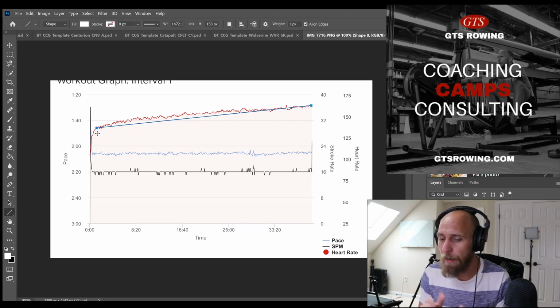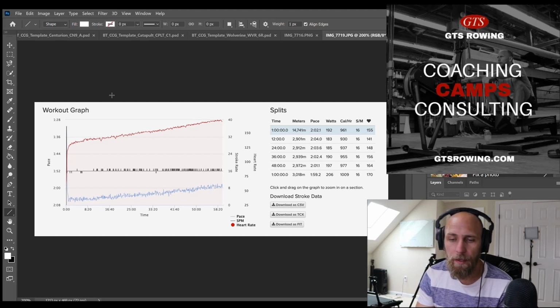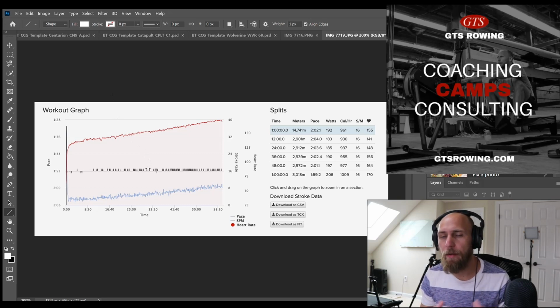I do want to pull up a couple other ones, so let's do that now. All right, so here we have another UT2 steady state graph. This is a little bit farther along in this athlete's training pattern. You can see that we've been working on getting this athlete away from just going at the same pace throughout the entire thing.